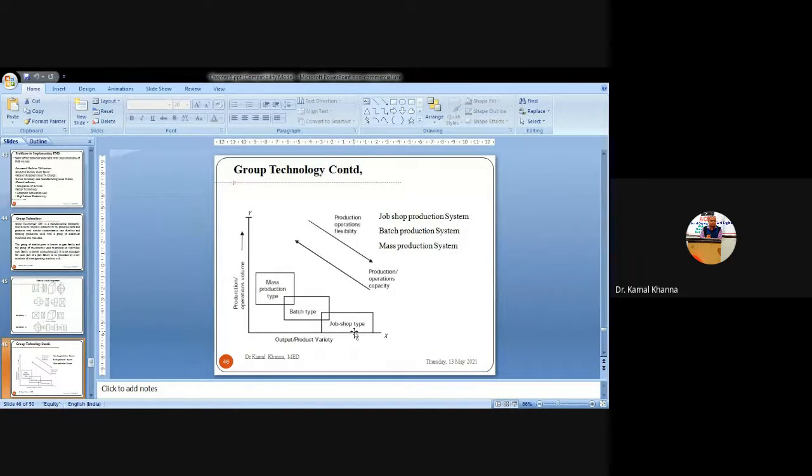So for heavy variety, or high variety, you have to switch over to the job shop. If you want moderate variety with a moderate quantity, then you can opt for the batch production system. But if you are using a single type of product in your industry in large quantity, then you can opt for the mass production system.